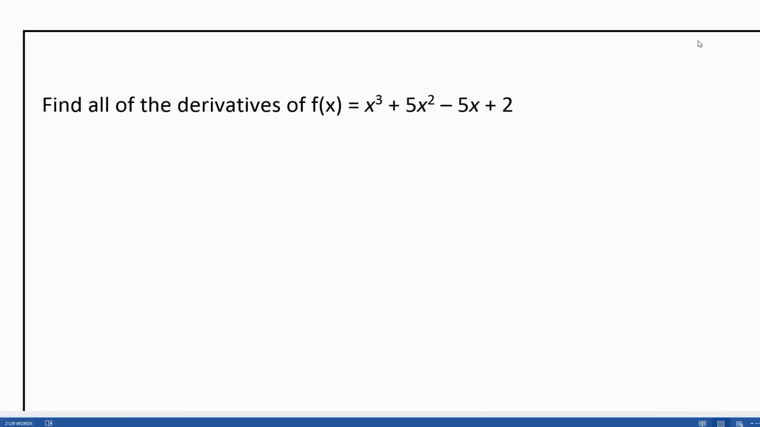So here we're asked to find all the derivatives of f of x equals x cubed plus 5x squared minus 5x plus 2. And you might be saying, well, what does she mean, all the derivatives? Well, when we take the derivative, when we find f prime of x, we actually call this the first derivative.